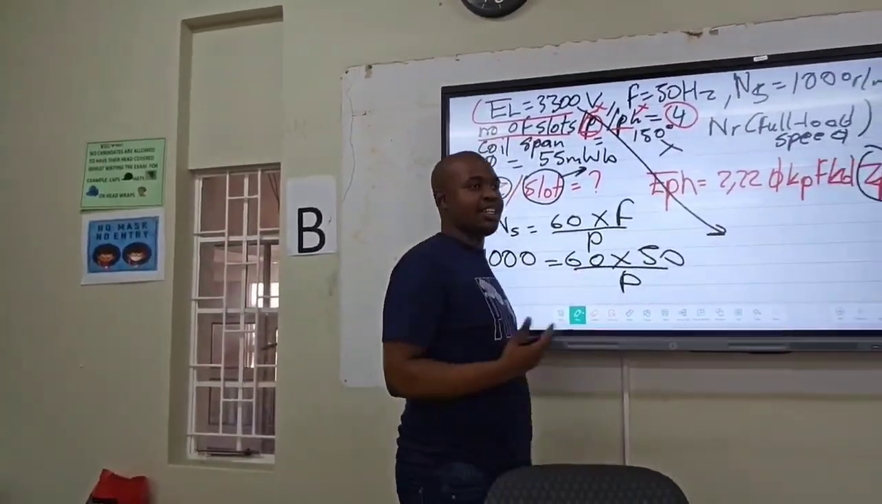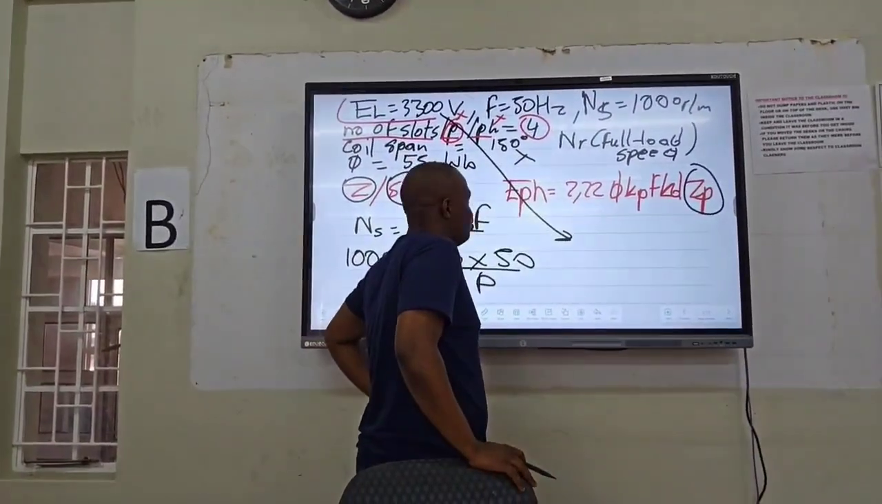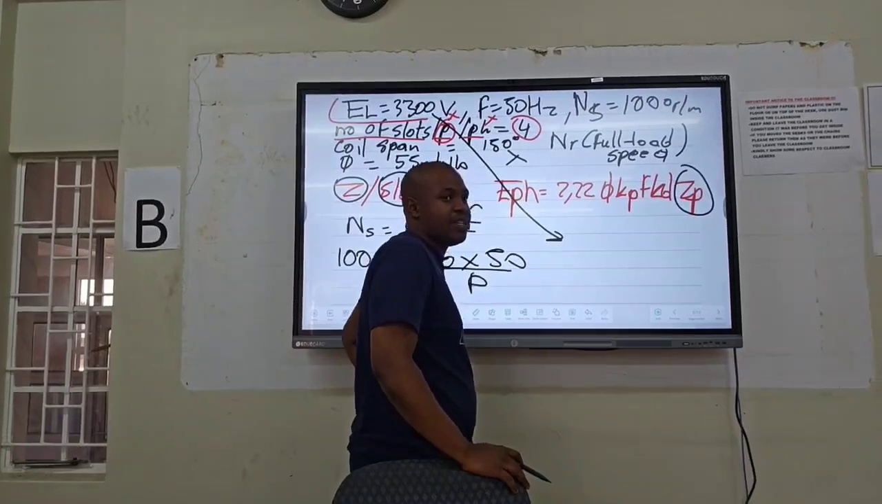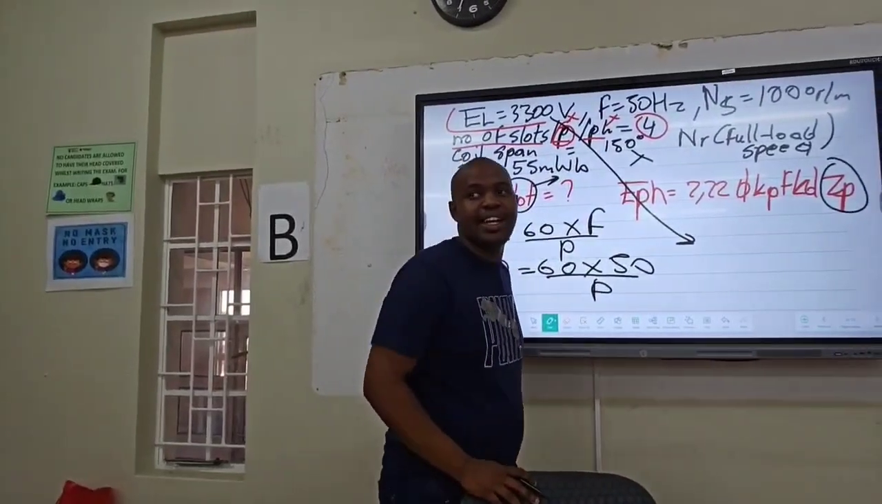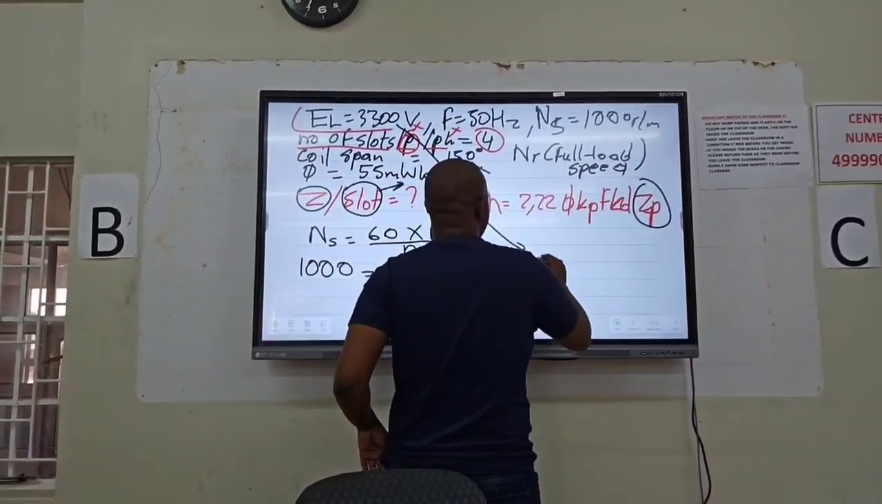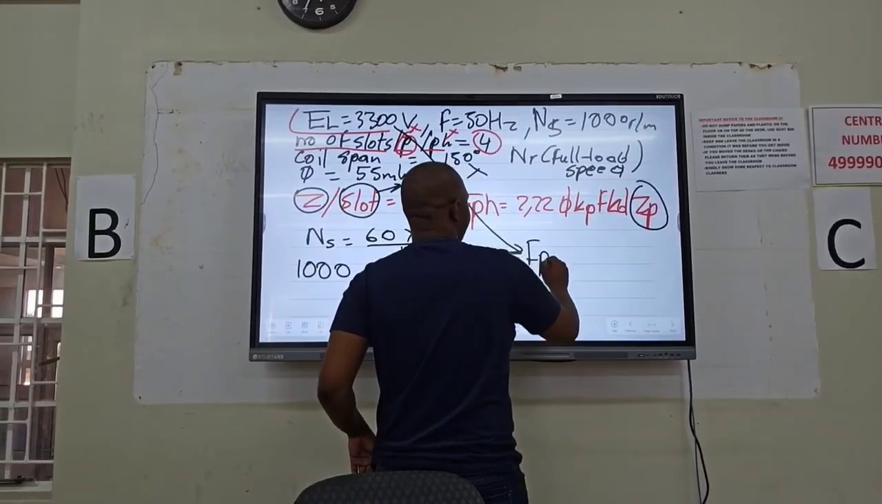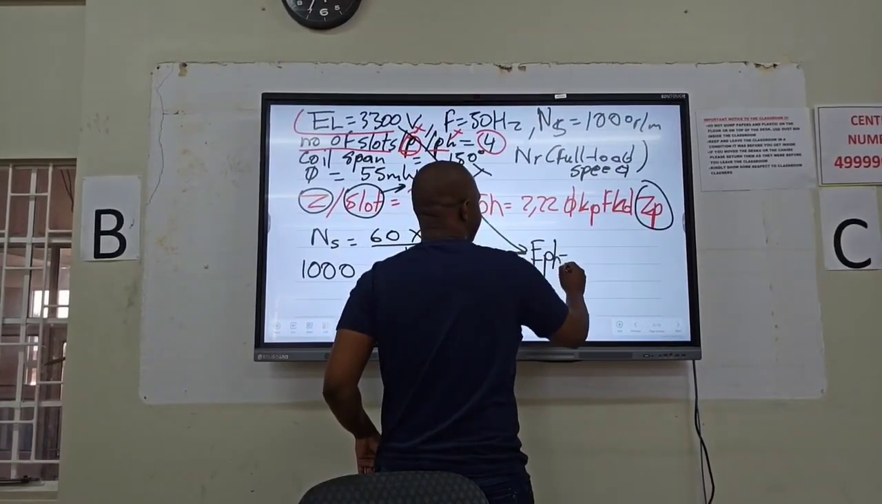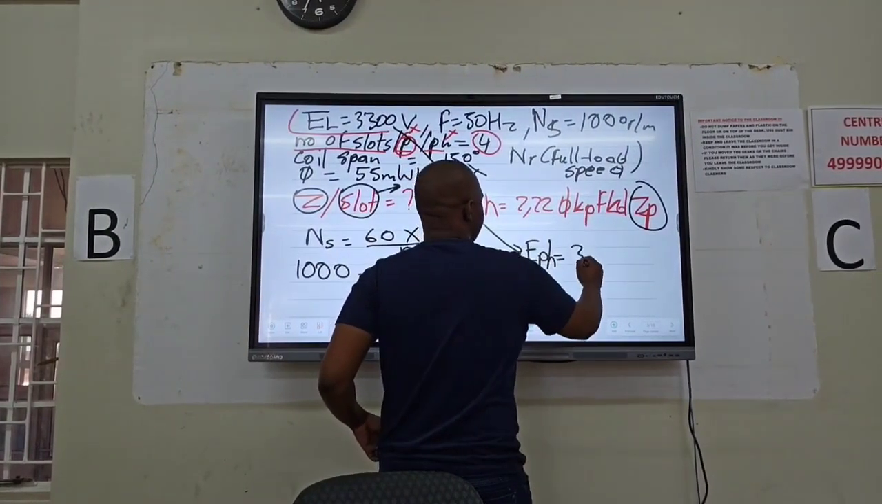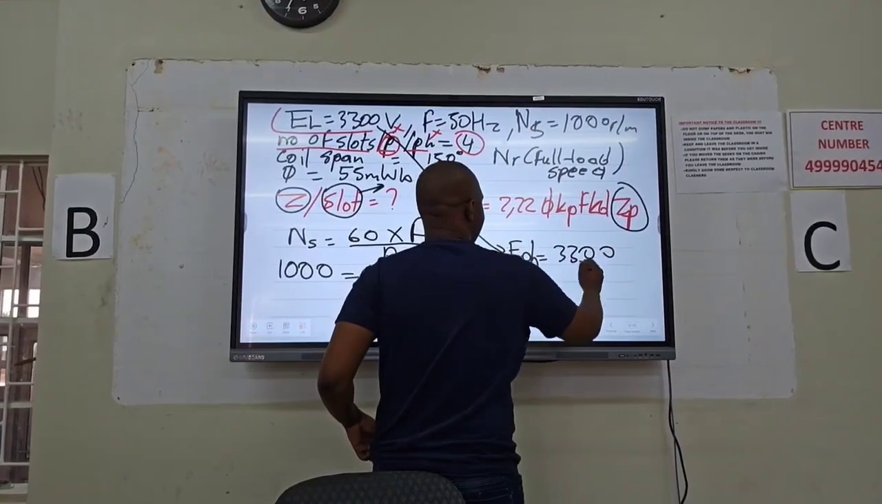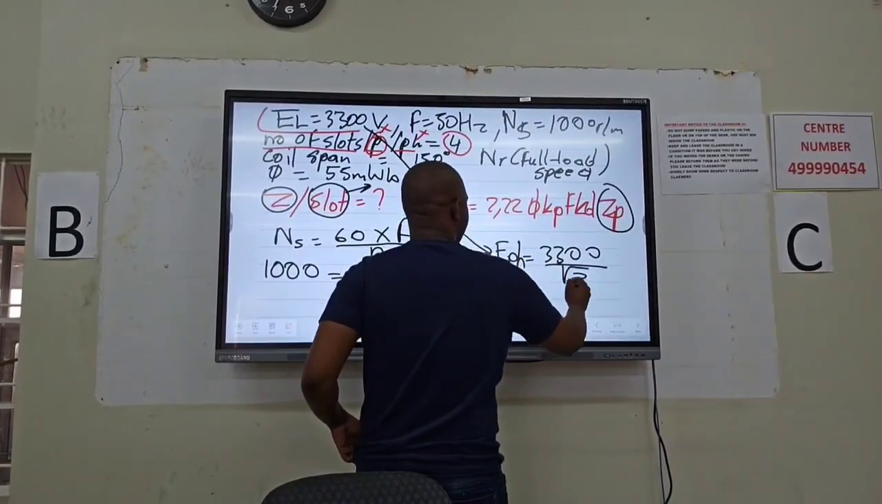If it was delta, there would be no need to do that because the line and phase voltages are equal for delta. So the phase voltage is 3300 divided by the square root of 3.